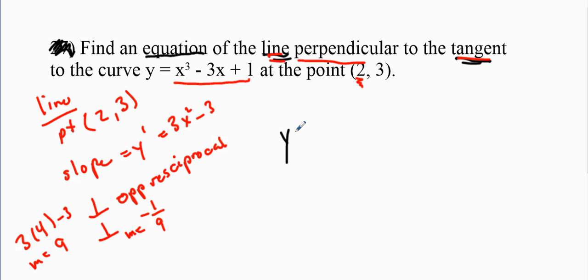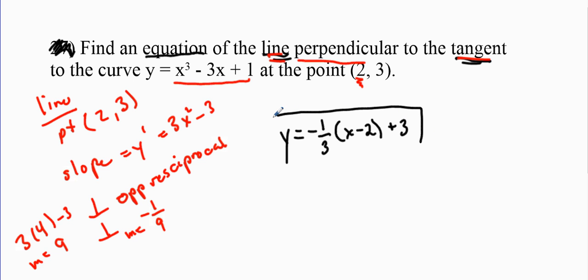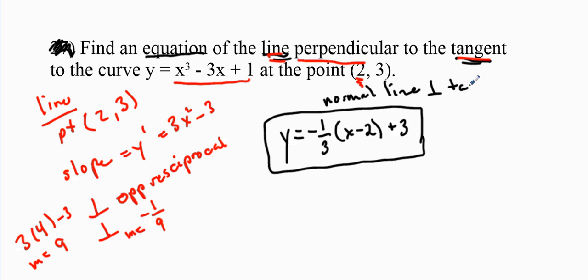We're going to have y equals our slope, and I'm going to put this into point-slope form: times x minus 2, and then plus 3. And that is the equation of my perpendicular line to the tangent on the cubic function at (2, 3). We also call this a normal line, if you're wondering about that. Maybe you've talked about that in your calculus class. Normal lines are perpendicular to tangents, just for future reference if you're looking for that terminology.